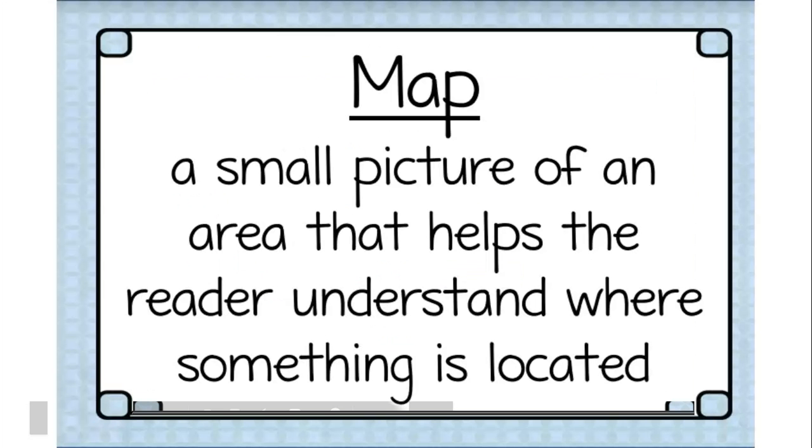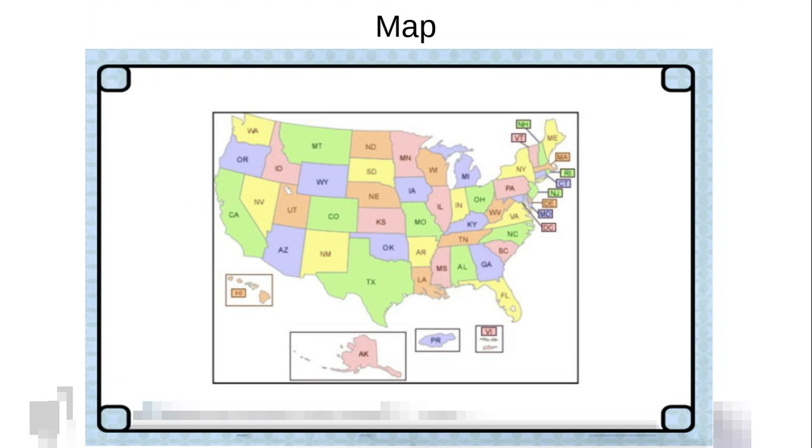Next is a map. This is just a small picture of an area that helps the reader understand where something is located. So you've all seen a map before. It's not always just of the U.S. Obviously, you can have maps of states, maps of counties, maps of towns. Sometimes when you're reading a book, they'll have a map of the area they're talking about.